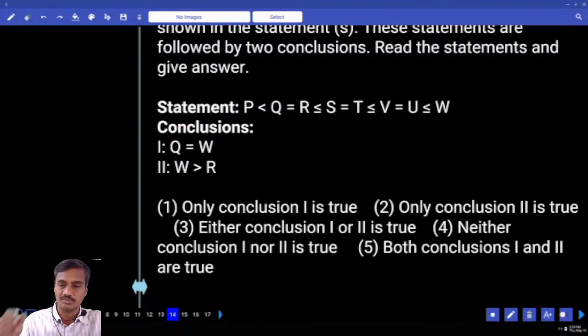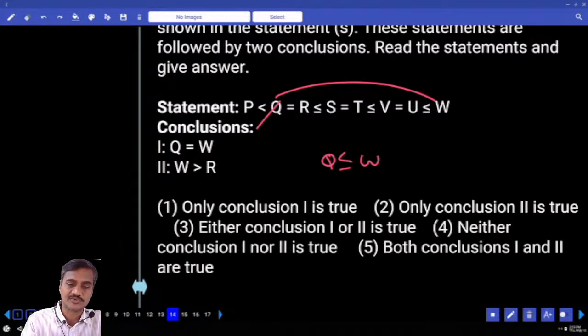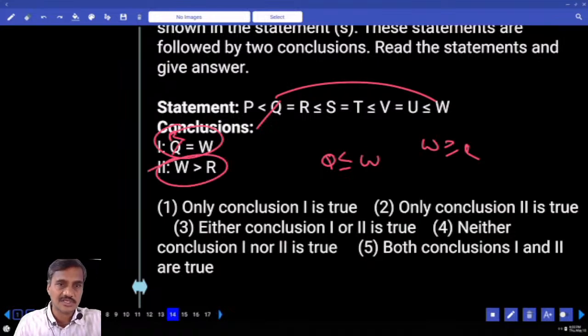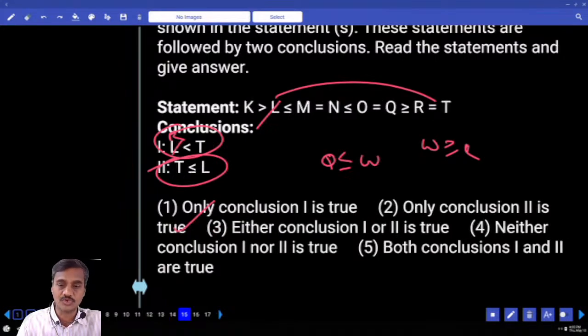Now Q equals to W. Between Q and W, what is the symbol we have? Q is either lesser than or equals to W, isn't it? And W and R, Q equals to R, and in the place of Q you can take it as R. That means R equals to W, or Q lesser than or equals to R means W greater than or equals to R. In the first case it is equal, in the second case it is greater than, and either 1 or 2, that is choice 3, question number 14, because Q equals to W here, and Q equals to R.